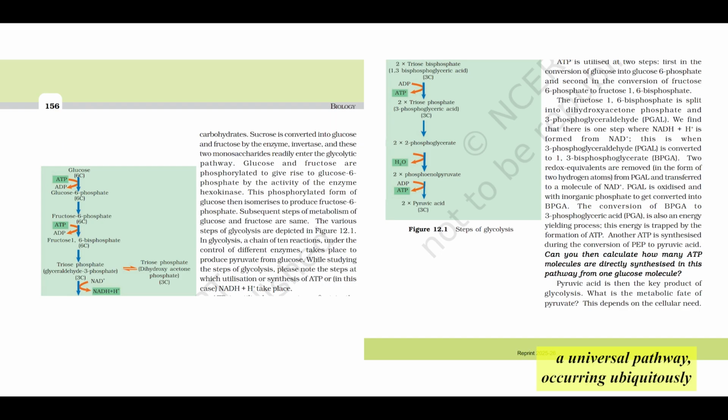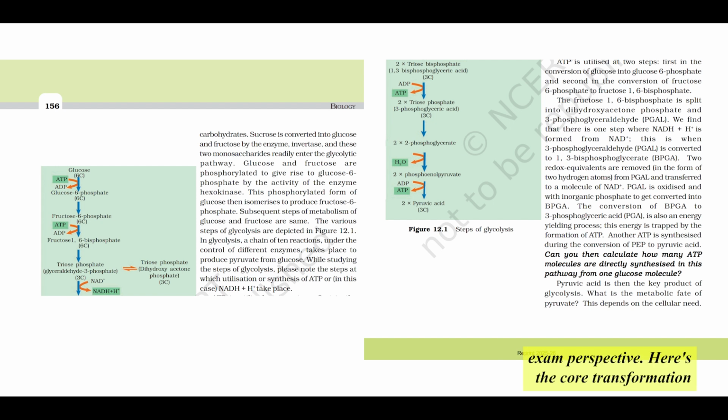It is genuinely a universal pathway, occurring ubiquitously in the cytoplasm of every single living organism, from the smallest bacteria to the largest plants and animals. In many anaerobic organisms, glycolysis isn't just a part of respiration. It's the only process in respiration that generates a net gain of ATP. Let's take this step by step, visualizing each stage for your exam perspective.